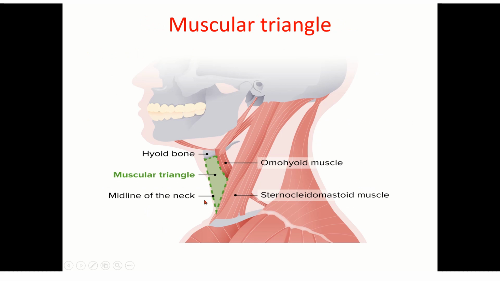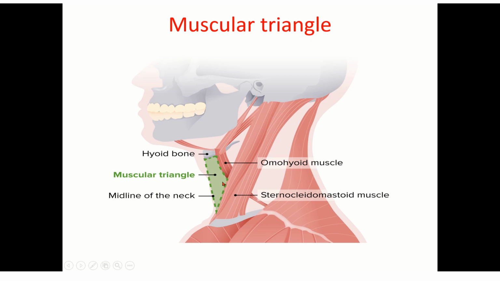Now the muscular triangle. You can see here this green shaded area is the muscular triangle. It is bounded anteriorly by the anterior median line extending from the hyoid bone to the suprasternal notch, whereas behind and above it is the superior belly of omohyoid, and behind and below it will be the anterior border of the lower part of the sternocleidomastoid muscle.